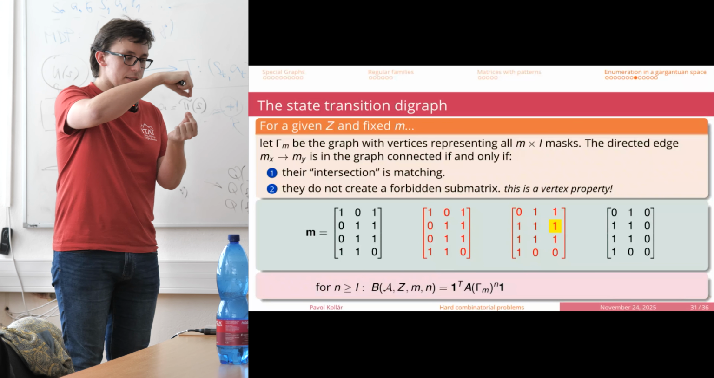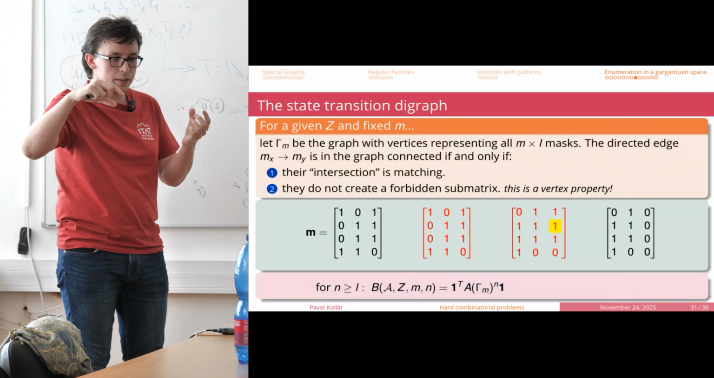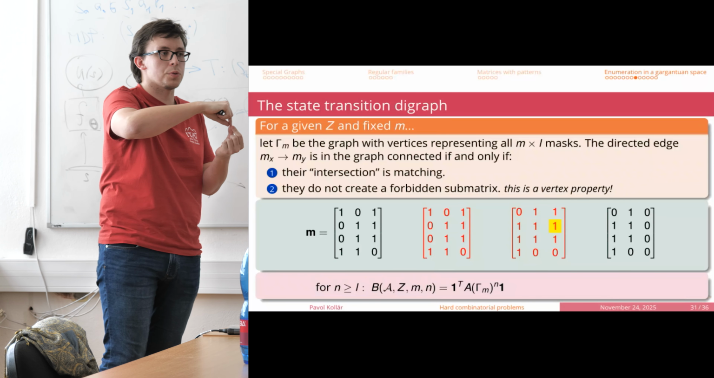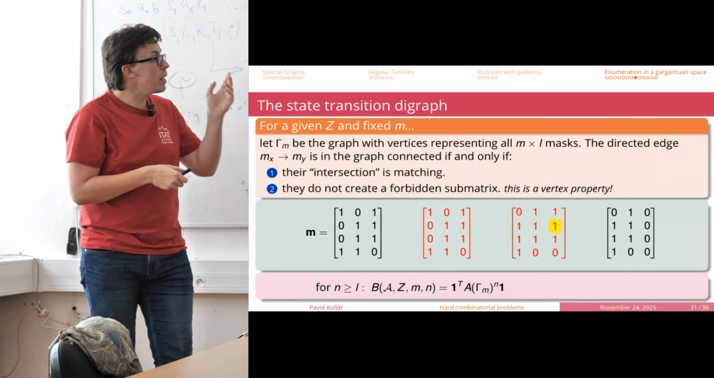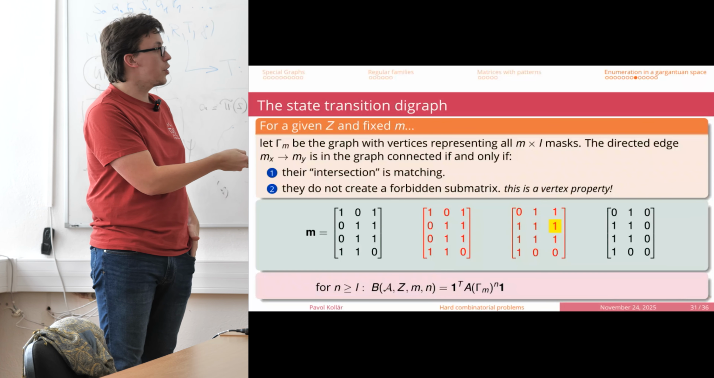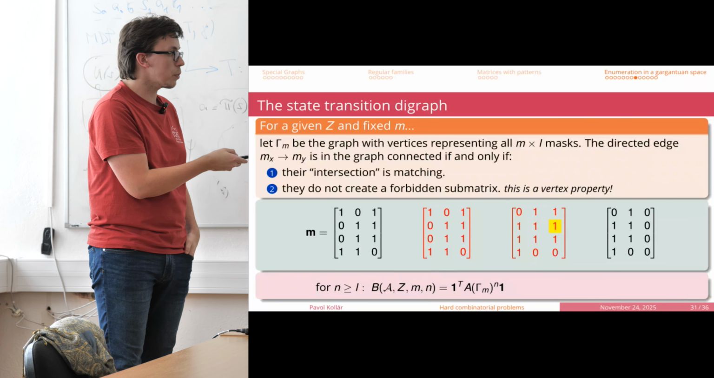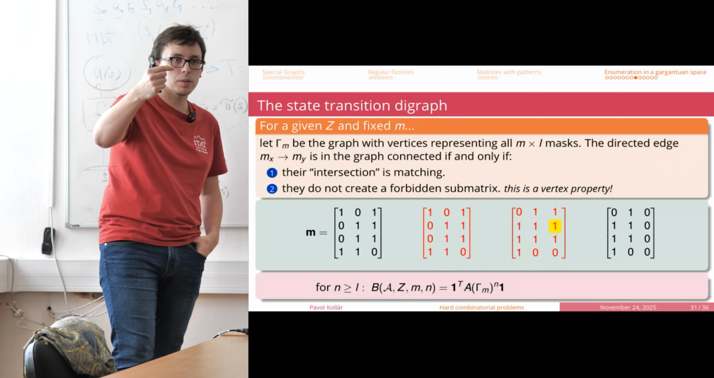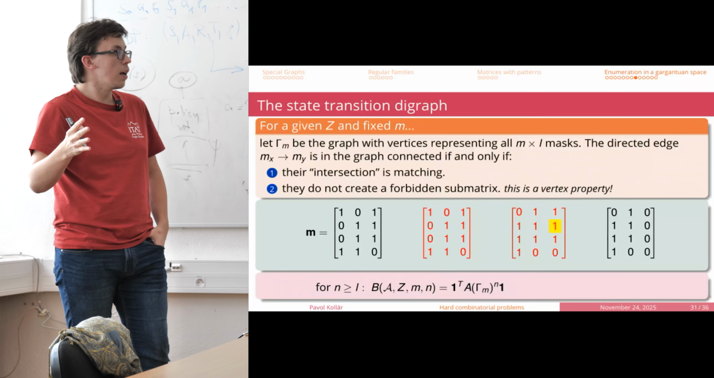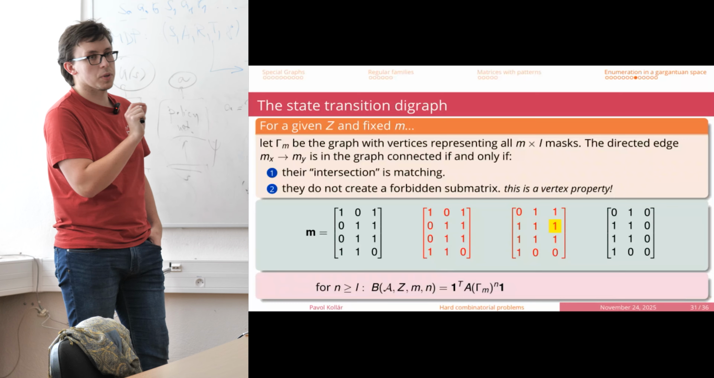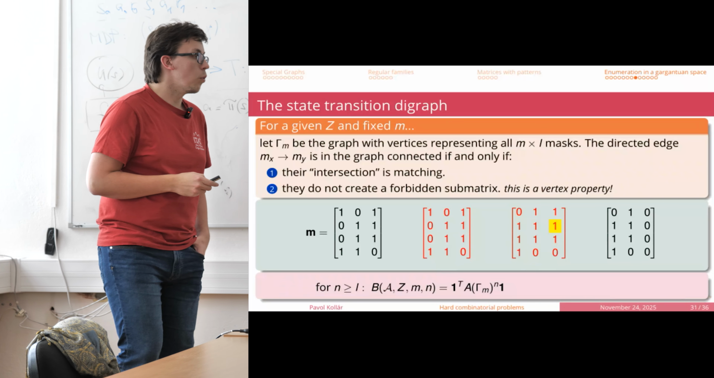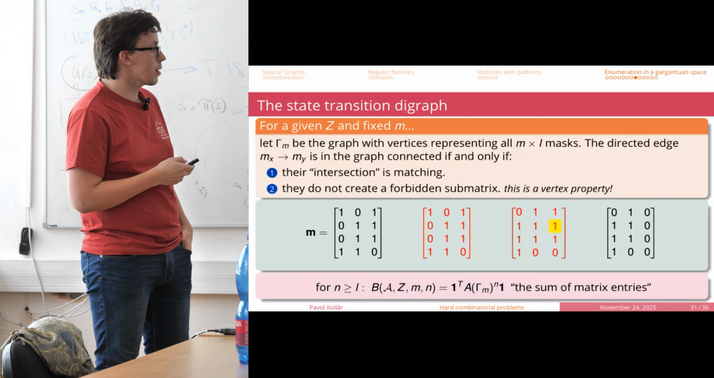So you start at the vertex, you move, and then you kind of glue the masks that you saw together into one boundary matrix. And this can be counted by the use of the adjacency matrix of the graph, where you raise it to the nth power, which is the number of steps that you take, and then you sum up all the entries to get the number of boundary matrices precisely. That's a well-known property of the adjacency matrix.